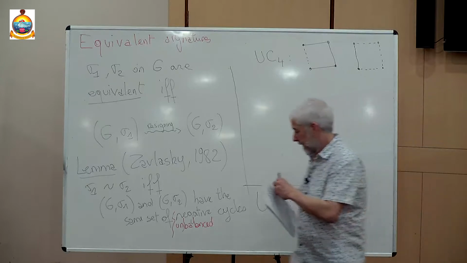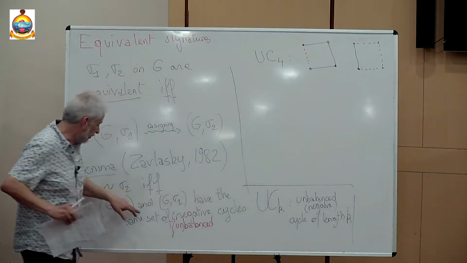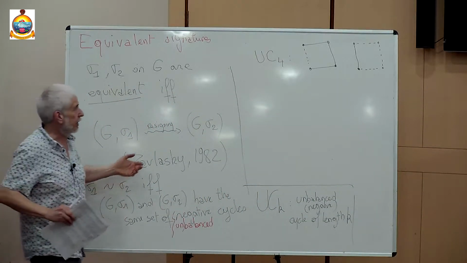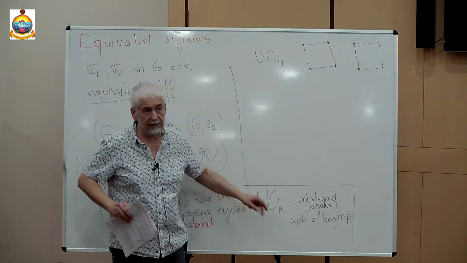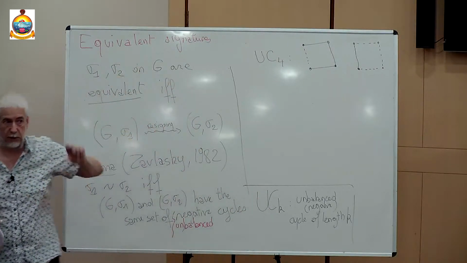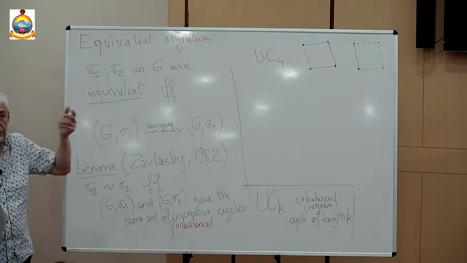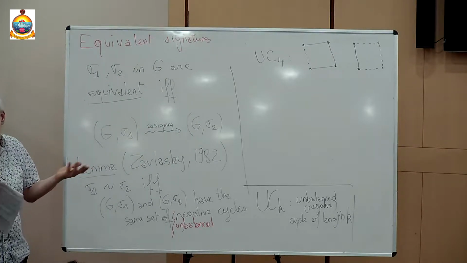Okay? And in fact, because of this, you can consider that the unbalanced cycle of length k is just a cycle of length k with one negative edge. Every other representation is equivalent, of course.